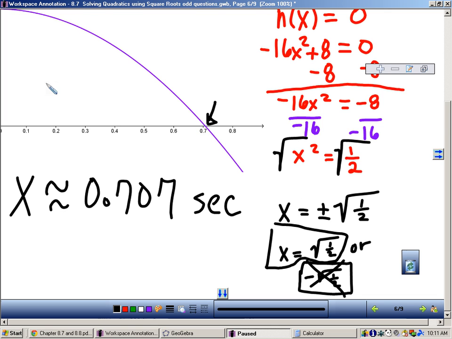Okay, I hope that helped. That was just section A. It wasn't section B or C. And I'm hoping this will get you started on the right track so that you can solve sections B and C.